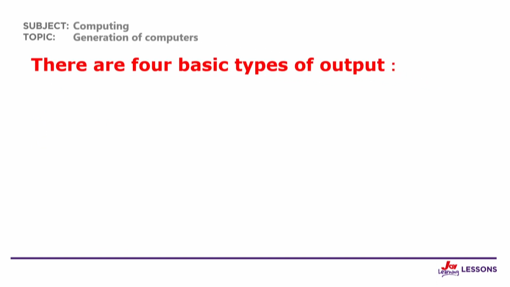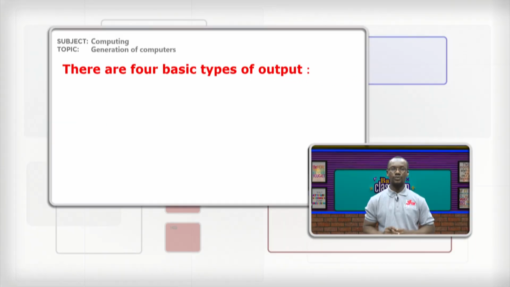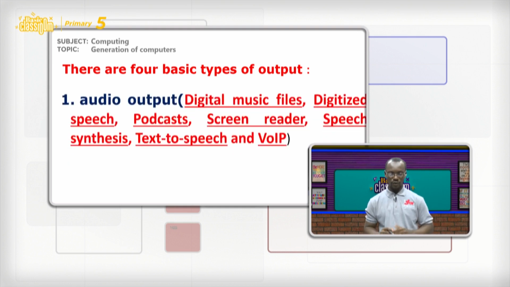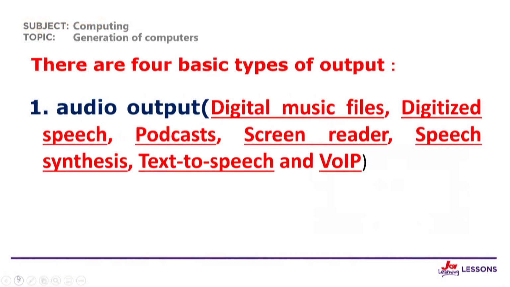Now, we have 4 basic types of output. The first one is audio output. I hope when you turn on your television set, you hear sound from the television. When you play music on your computer, you also hear sound. That's the audio output.